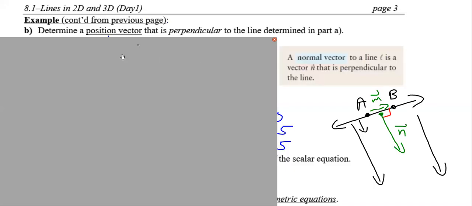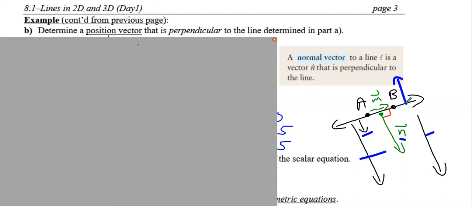Okay, so let's say you want to determine a position vector that's perpendicular to the line determined by part A. Now, normal vector is perpendicular to a line, and there could be multiple different normal vectors. So here's one normal vector, but it could be smaller, it could be longer, it could even be pointing in a different direction.